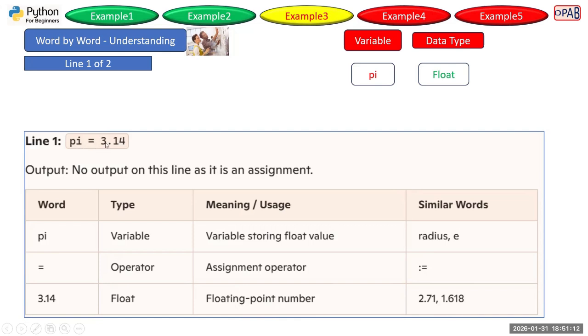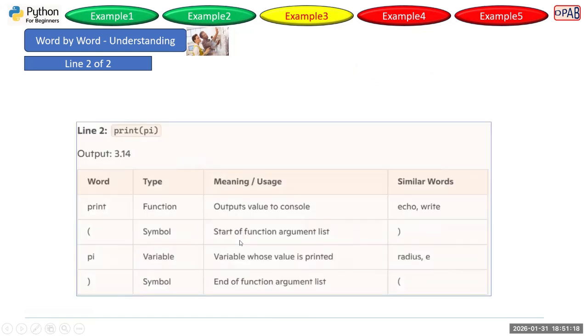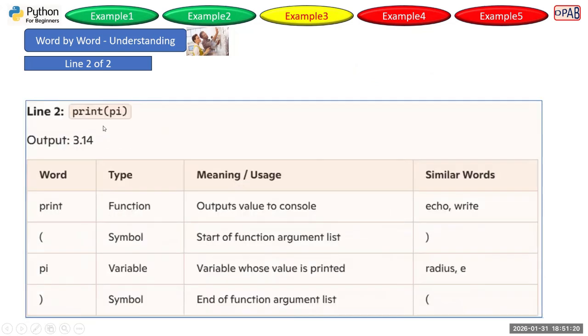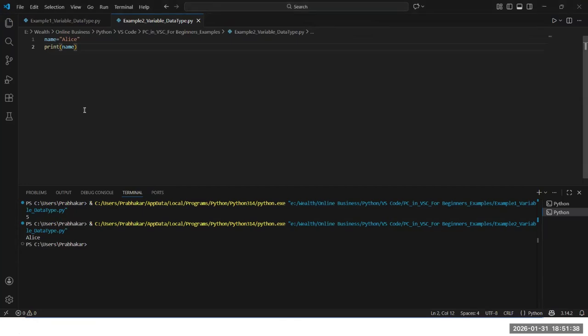For that, assign 3.14 as the value by using the equal symbol. Next, this particular pi is going to print. The print within the pi is going to print 3.14. Again, the same way, we have already discussed that print is a function, then the open parenthesis and closing parenthesis mark the start and end of the function argument list, and pi is the variable here. We'll just execute it and see.